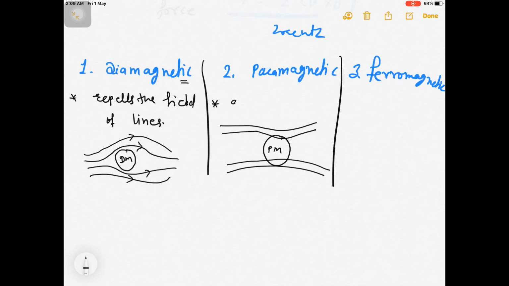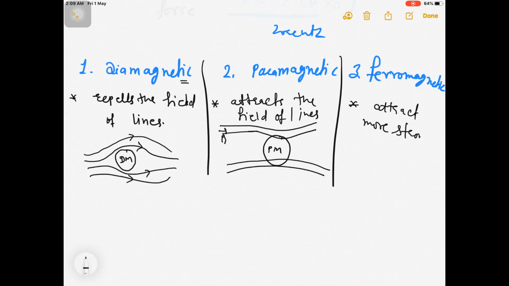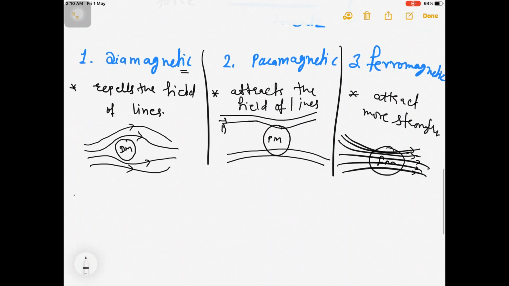Okay, so they attract the field of lines, and again I'm talking about magnetic field of lines. And the ferromagnetic materials are just like paramagnetic materials, but attract more strongly in comparison to paramagnetic materials. So this is ferromagnetic materials, so it will attract more and will allow more magnetic field of lines to pass through inside the material.